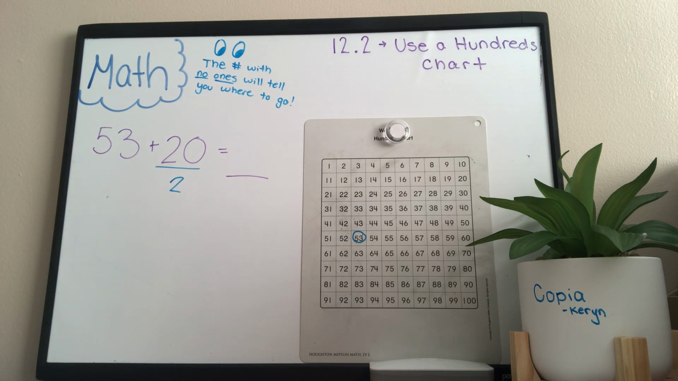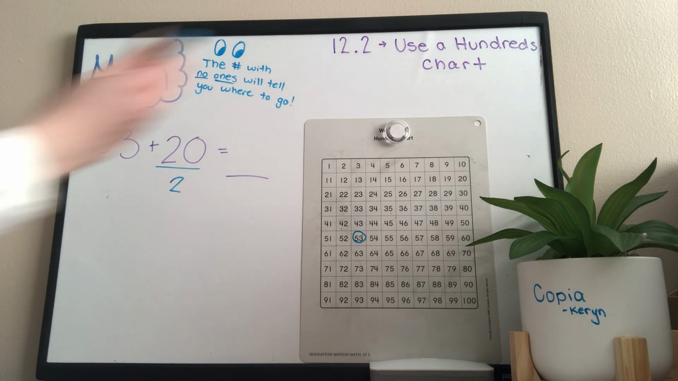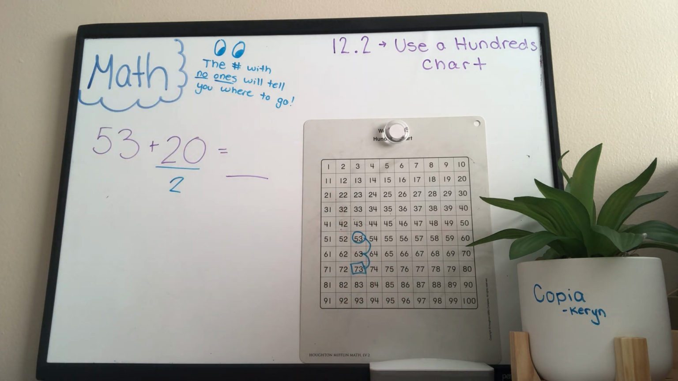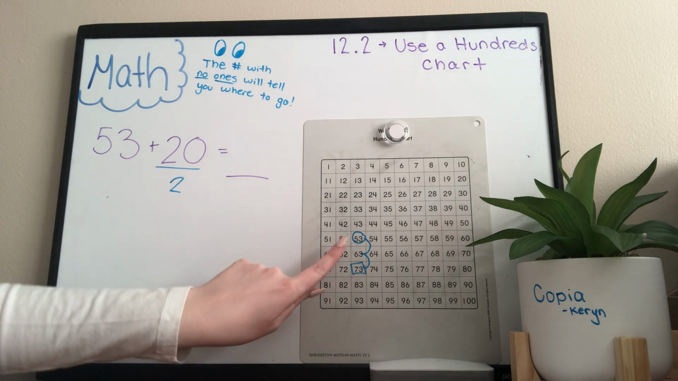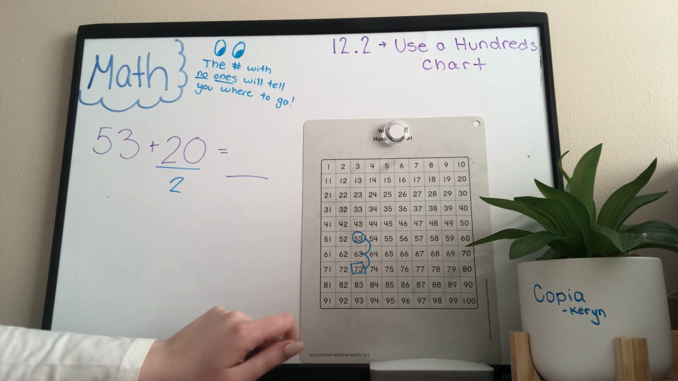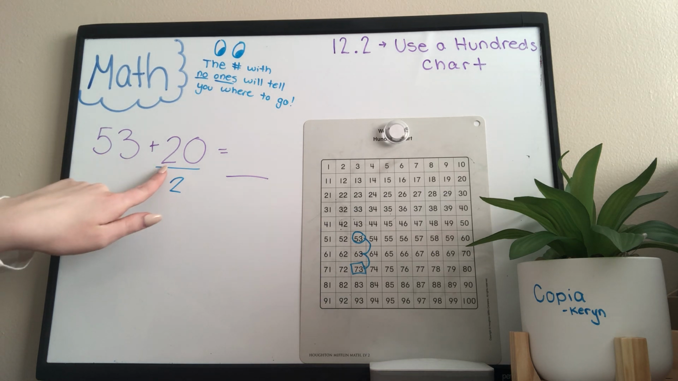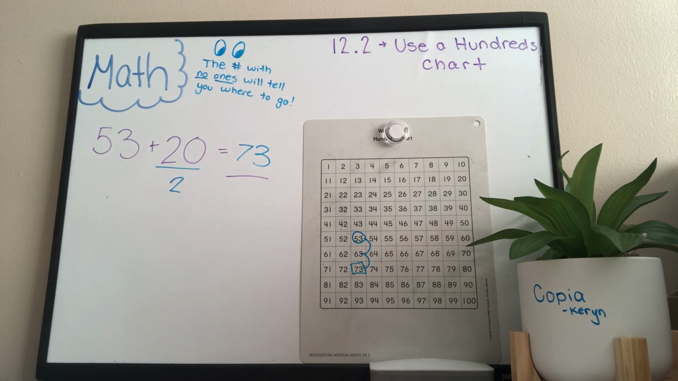So I know that all I have to do is jump down 2 rows, going down this way. 1 and 2. I'll put a square around here. We landed on the number 73. We started at 53, we jumped down 2 rows for 20, and we landed on 73. So that shows me that 53 plus 20 equals 73. Wonderful job.